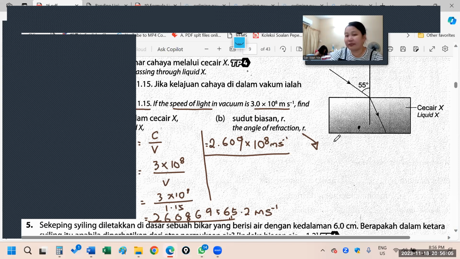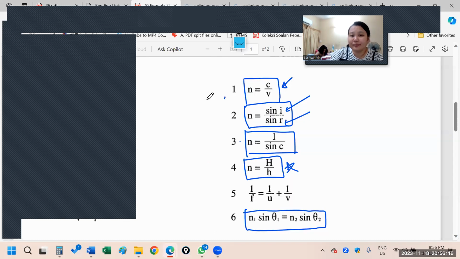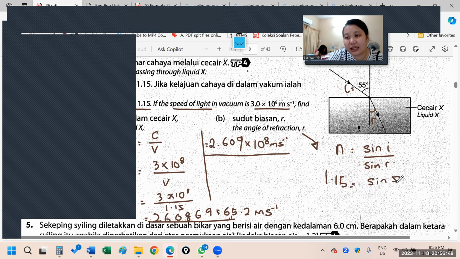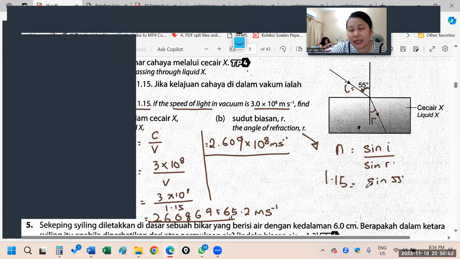All right, so now what is the angle of refraction? So here it is r. Use which formula? Since i is not mentioned in the question, but is drawn on the diagram, we can use n equals sine i over sine r. Yeah, number 2. Thank you, Shinyu. So n is given as 1.15. Sine i is sine 55, because we always count from the normal to the light ray, divided by sine r.